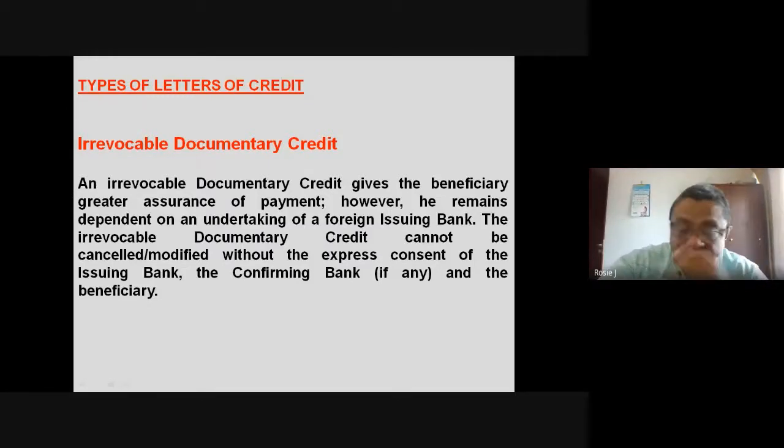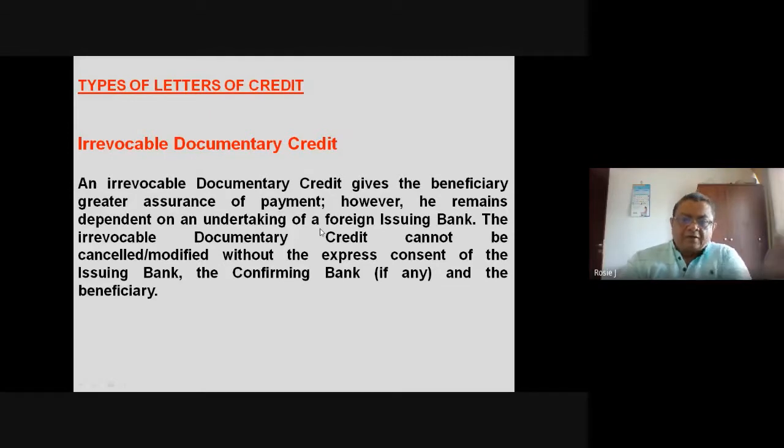An amendment to an LC will be okay only if the beneficiary exporter is accepting it. Right? Now you can see here, without the consent of the issuing bank, and the confirming bank can void the beneficiary. First, I'll tell you what a confirming bank is, then only you can know why this part comes there.